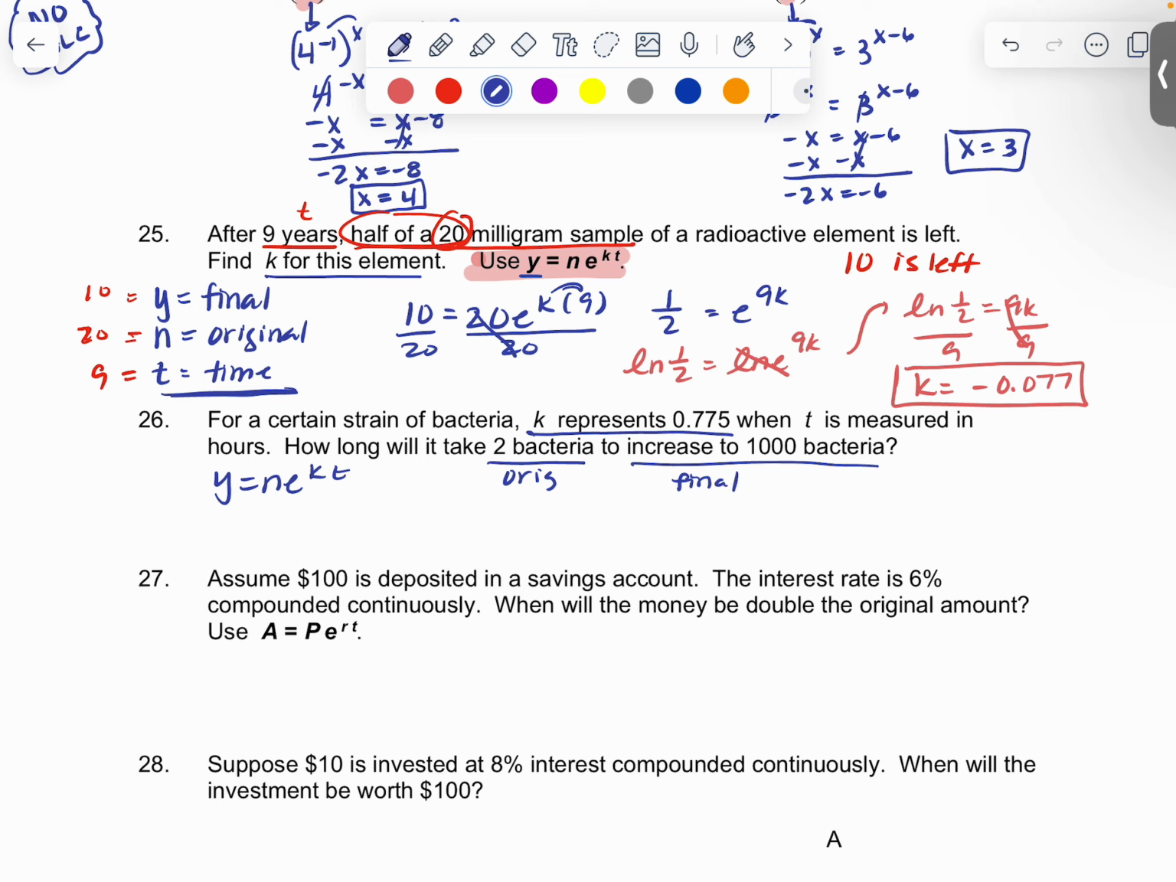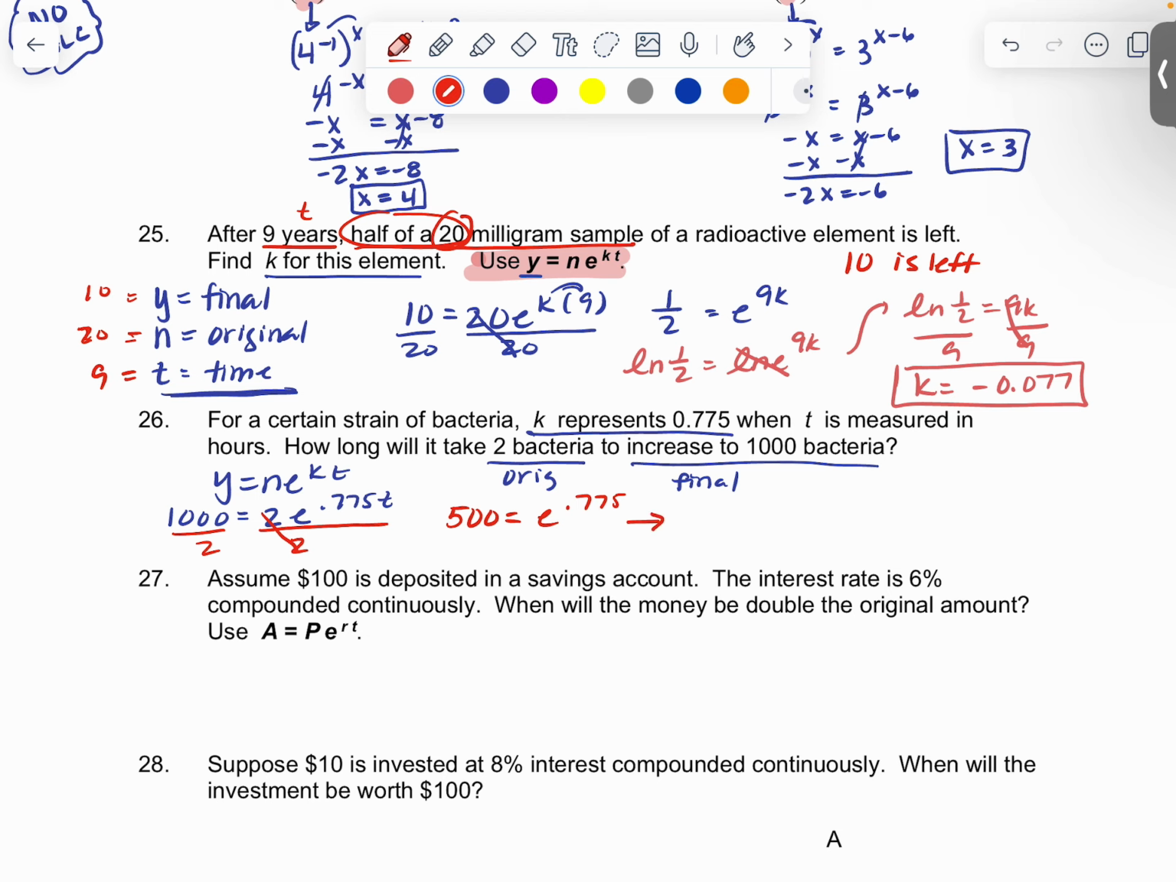Okay, so let's plug this in. The Y is the final, so I have 1,000 equals, the N is the original, which is 2, and then it's e to the K, which they gave me, was 0.775 t. Now this time, because this bacteria is increasing, our K should be positive, right? So let's see if that actually happens. Just like above, I'm going to divide both sides by 2. 1,000 divided by 2 is 500. So I have 500 equals e to the 0.775 t. I'm going to write it this way. I'm sorry, there's not enough room on this.